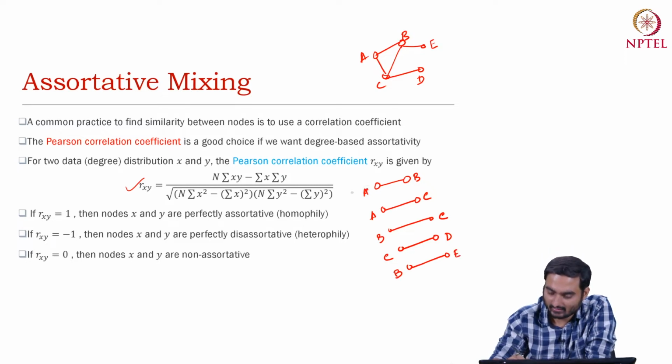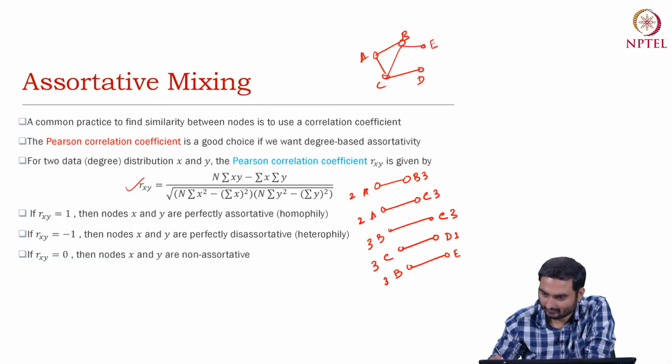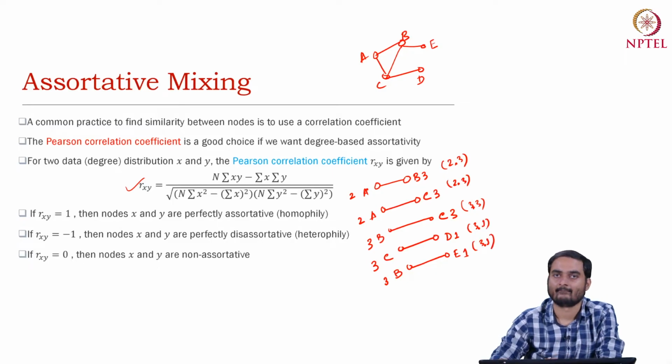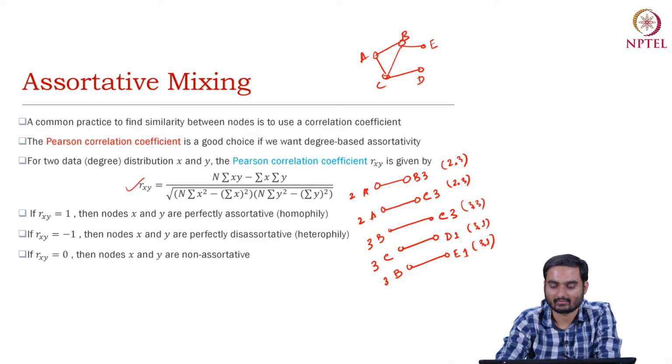The degree of node A is 2, the degree of node B is 3, and so on for each node. So now you have got pairs of degrees: 2, 3; 2, 3; 3, 3; 3, 1; 3, 1. So now you can easily calculate the Pearson correlation.